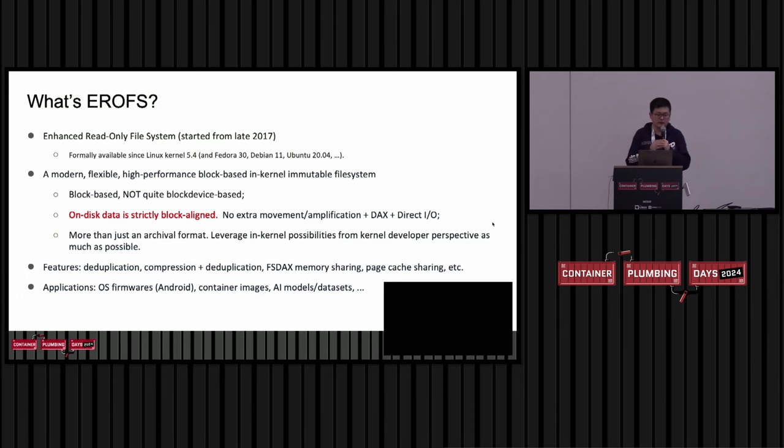So more than just another archival format, we leverage as many internal kernel possibilities as we can from the kernel developer perspective. There are features such as compression and deduplication, as well as FSDAX memory sharing between the host and guest, page cache sharing, etc. We have many applications such as OS firmwares like Android, because most Android vendors are switching from EXT4 to EROFS. And we have container image use cases, and AI models and datasets.